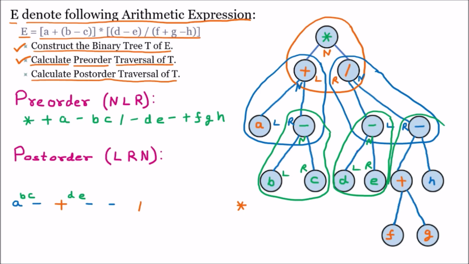Now talking about the next subtree. Again we are having the node here, left and right. So left, right, node: plus H and minus. So plus here, H and minus, that is what we have taken.